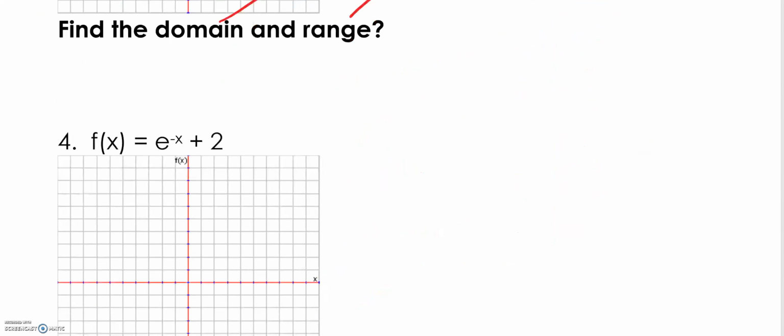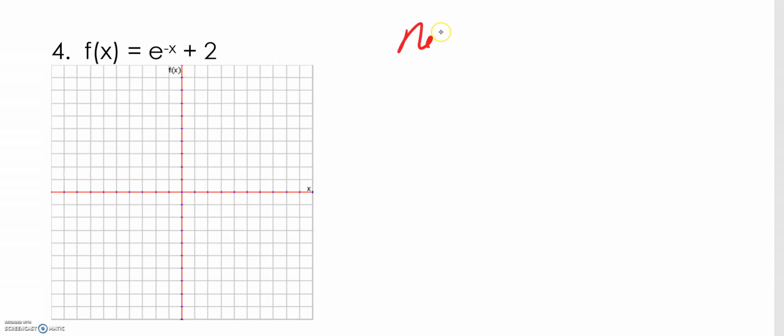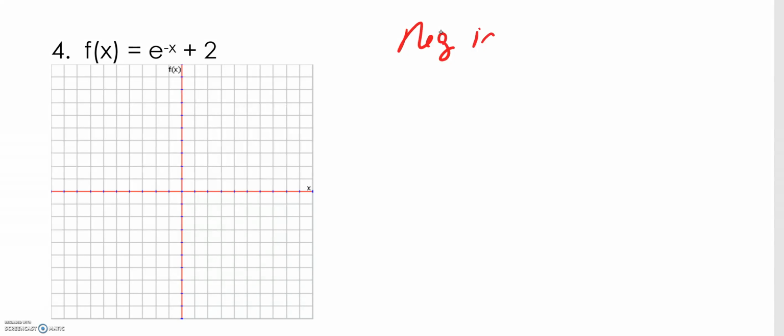All right. Next is e to the -x plus 2. When you have a negative in the exponent position, it flips the graph. Okay, so because of the negative in the exponent position, this is an exponential decay function. So instead of starting low and going up high, it starts high and then comes down low.